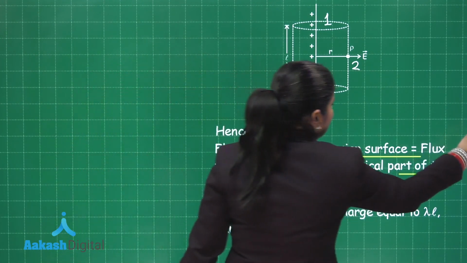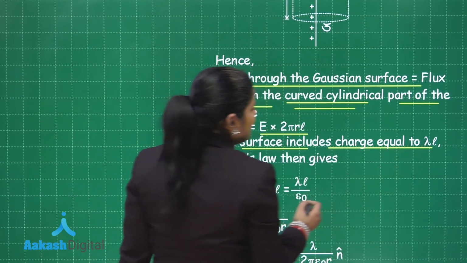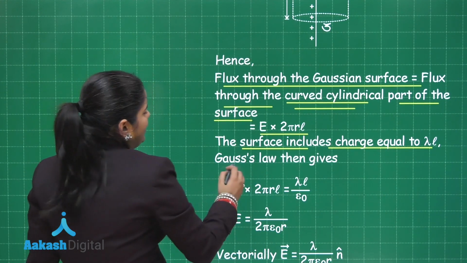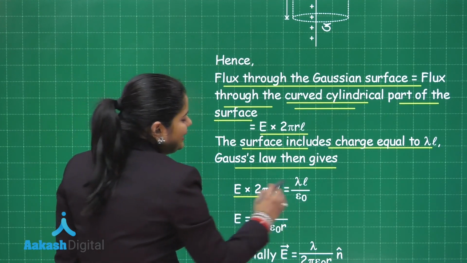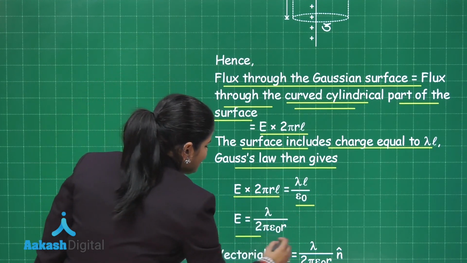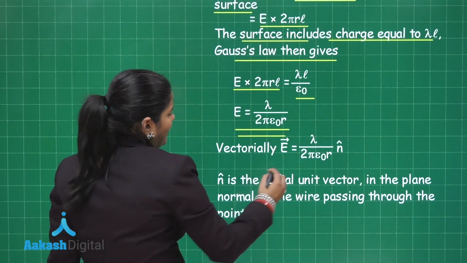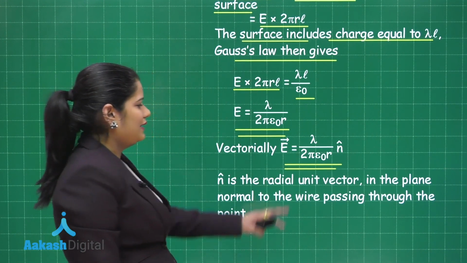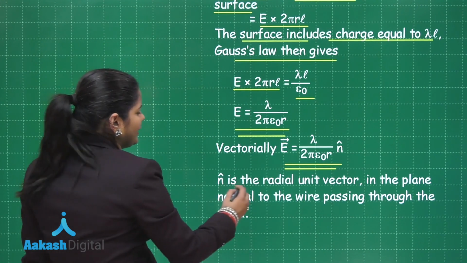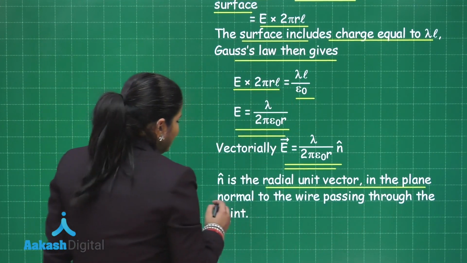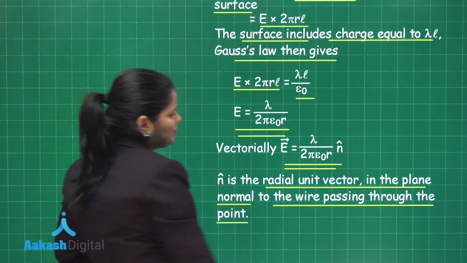Now, the curved surface is going to enclose the charge that is equal to lambda into L. So, Gauss law can be given as E into 2 pi RL is equal to lambda L divided by epsilon naught. And this gives us the electric field as lambda upon 2 pi epsilon naught into R. In the vector form that can be written as lambda upon 2 pi epsilon naught into R into n cap, where n cap is the radial unit vector in the plane normal to the wire passing through the point where we are calculating the electric field.